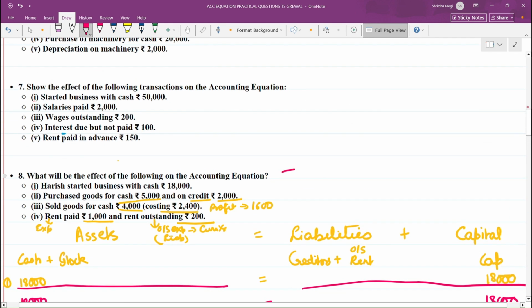This is a very important question. Please practice this. ठीक है, आराम से करना है. पहले रेंट पेड का करो, फिर रेंट आउटस्टैंडिंग का करो. Okay. Here also cash purchase, credit purchase, both are in one.